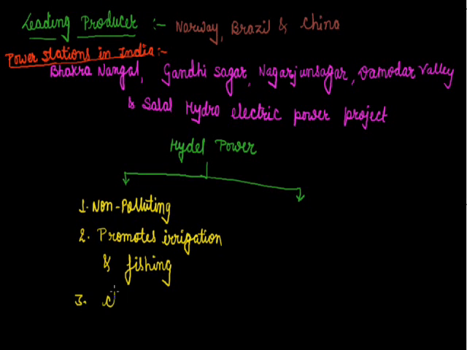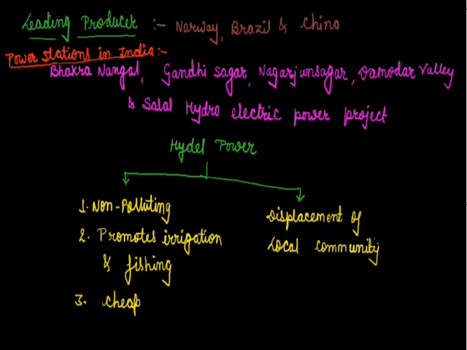It is cheaper than other sources. The disadvantages of hydel power are displacement of local community, because when the water is released after the generating of electricity, then the speed of water can destroy the coastal areas, or we can say it can destroy the lives of the people who live in coastal areas. The second is expensive to set up.